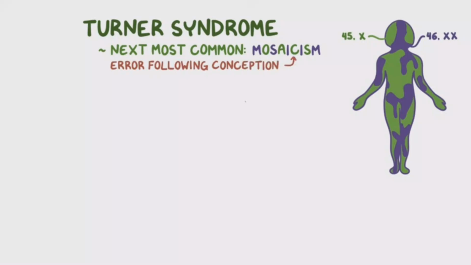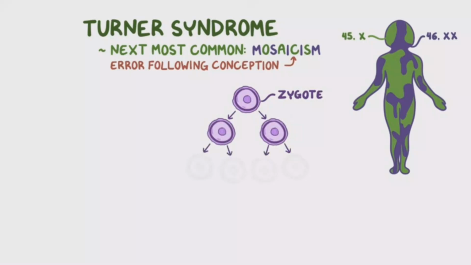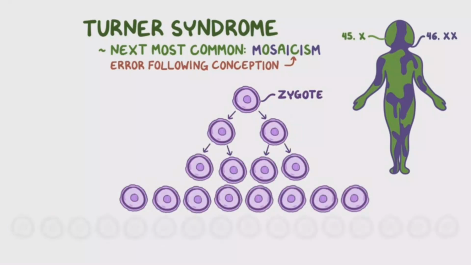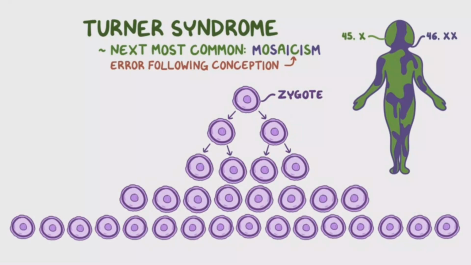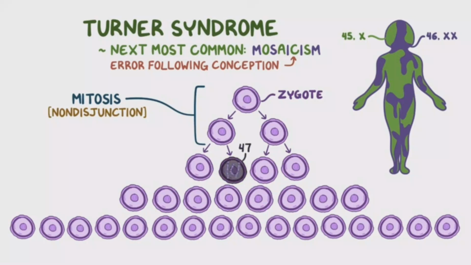So, conception results in a single cell, the zygote, that divides over and over again, essentially producing every kind of cell in the body. Each of these divisions is called mitosis. Non-disjunction of the sex chromosomes can also happen during any mitosis, in which case you'd end up with 1 cell line that has 3 sex chromosomes, so 47 in total, and 1 cell line missing an X chromosome, so 45 chromosomes in total.